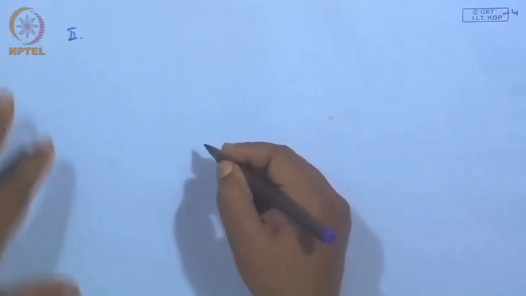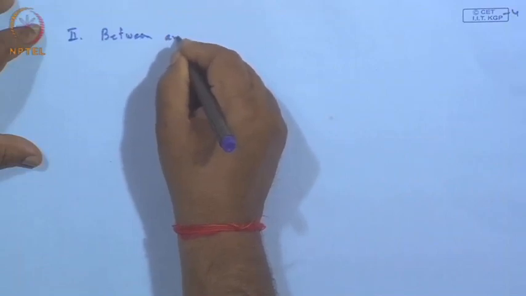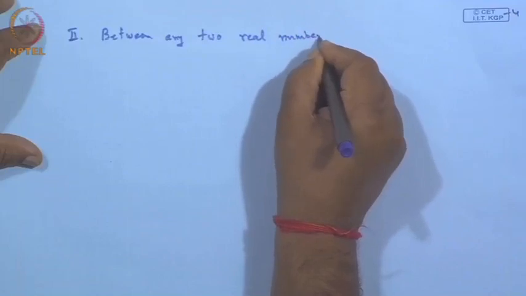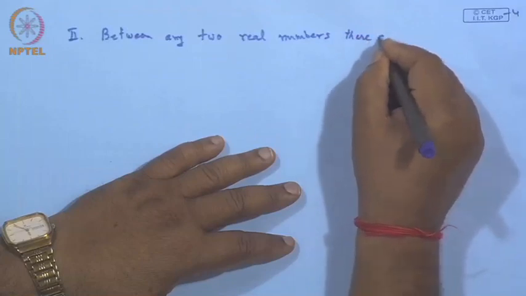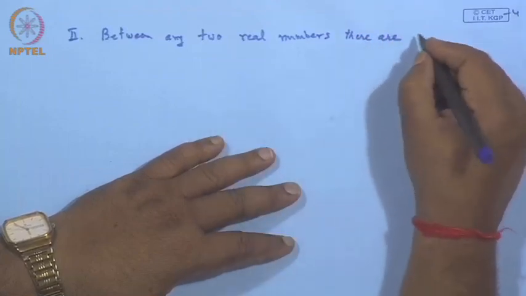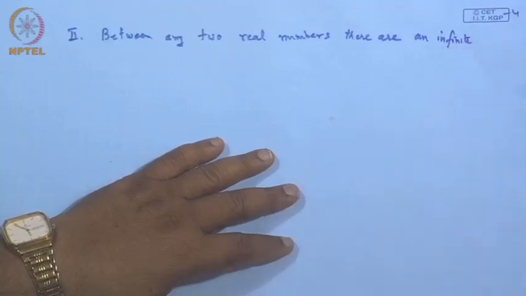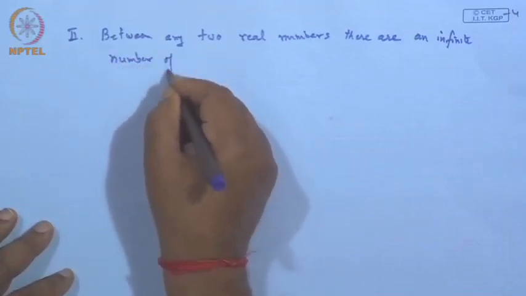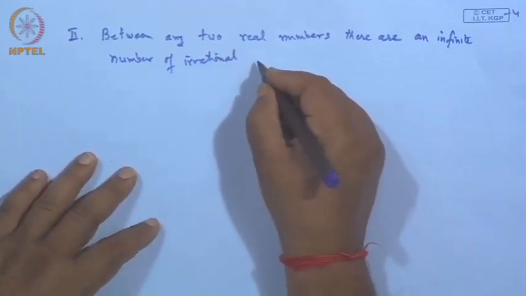Okay. So, the second property is: between any two real numbers there are an infinite number of irrational numbers.